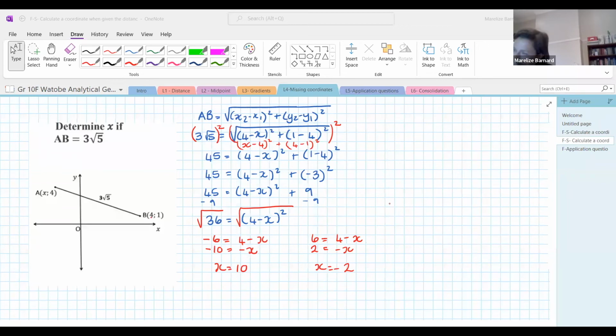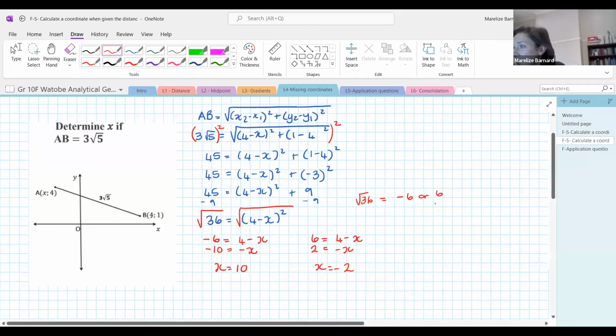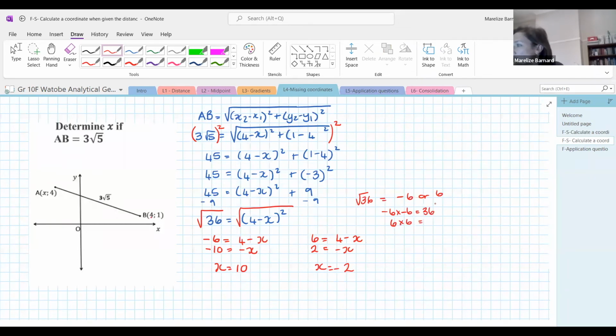Good. Ma'am, so I wanted to ask, when we got -2 and +10, how did we get those two answers? Okay, so I'm going to go back to this step here where we took the square root of 36. Everyone, I see Kuchle is also asking about that. The square root of 36 can be -6 or +6. Why? Because -6 times -6 gives you 36, and 6 times 6 also gives you 36.